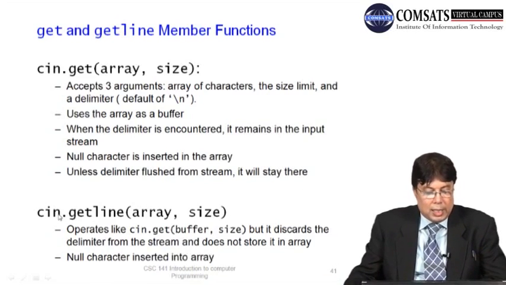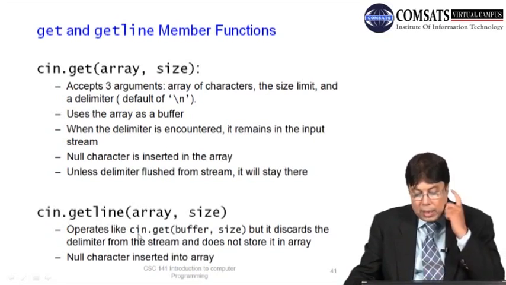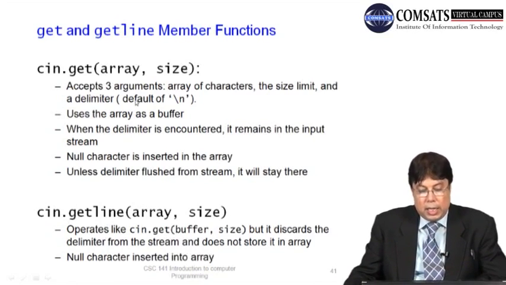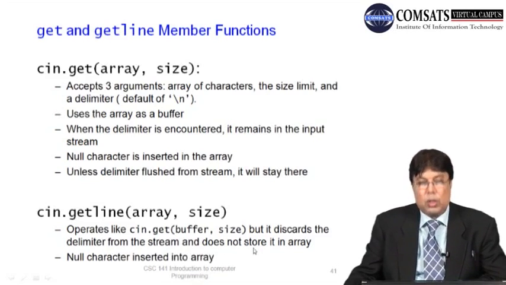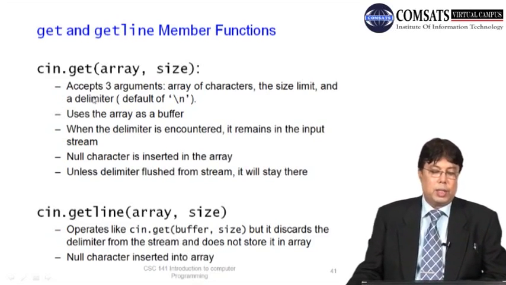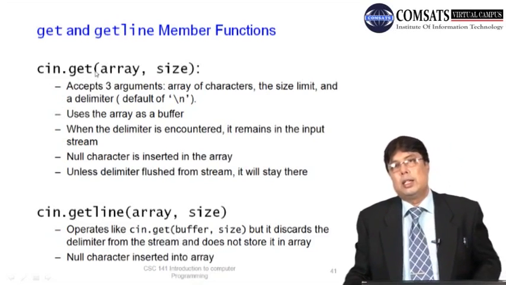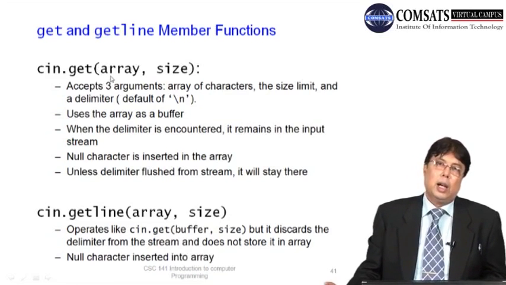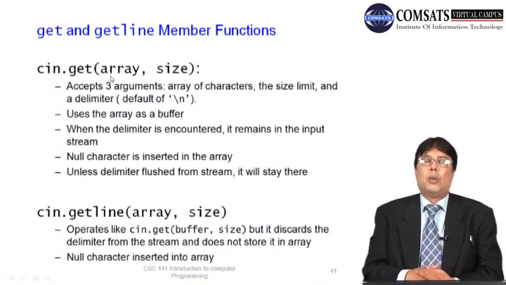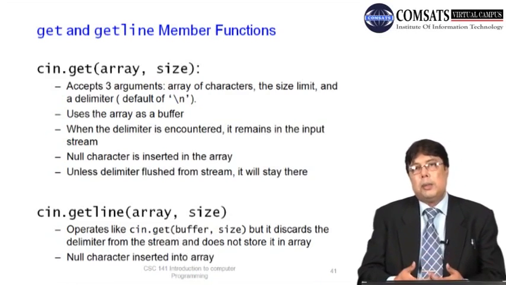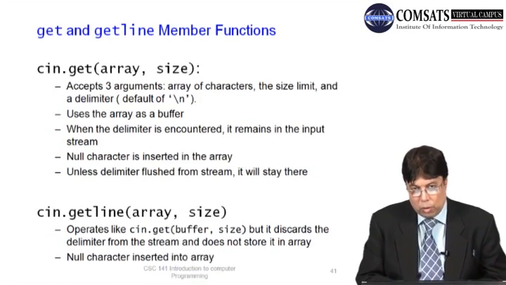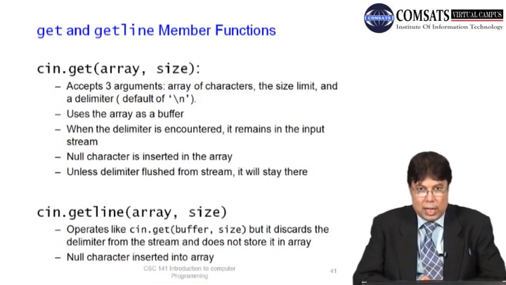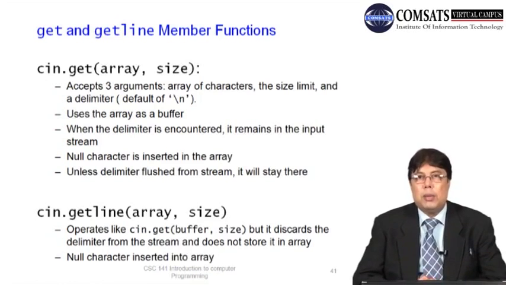Similarly, cin.getline operates like cin.get when, instead of an array, you have used a buffer, and the size remains the same, but it discards the delimiter from the stream and does not store it in the array. This is the only difference. cin.get reads one line, and you can define the default delimiter or your own delimiter, and it reads the delimiter and keeps it as a part of the stream. But when we say cin.getline, it discards the delimiter.